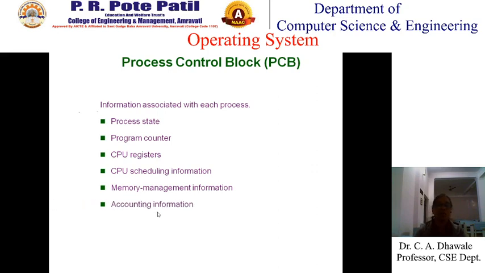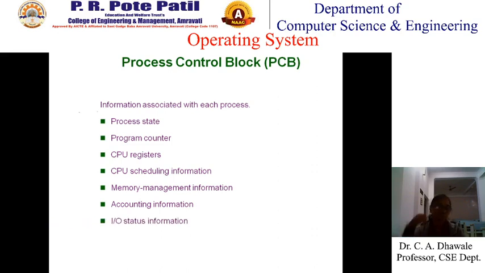Then accounting information means at what time the process entered into the system, how much time it requires for the execution, that is the CPU burst time, and how much time it has spent in performing the IO operation, that is the IO burst time, and so on. All these numerical accounting information should be maintained here.